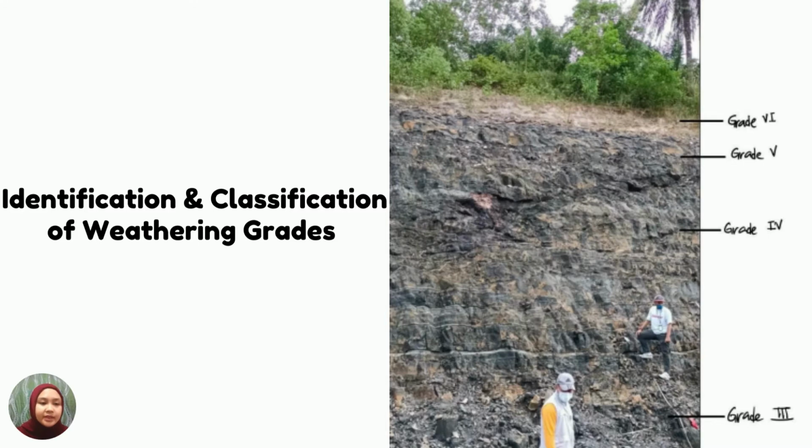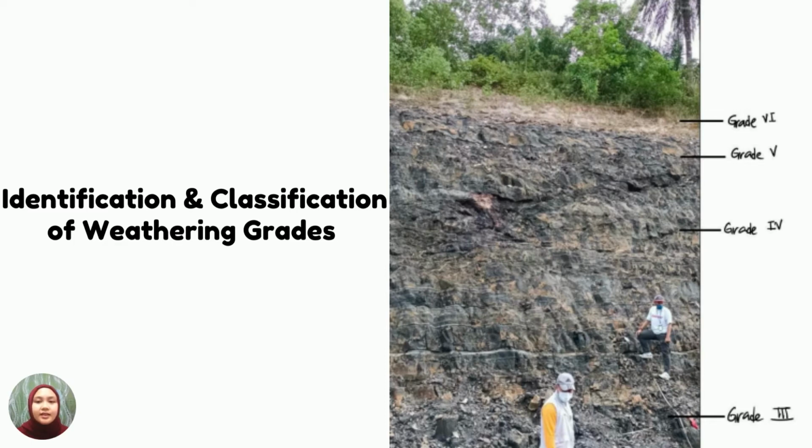So I will proceed with the next part, which is the identification and classification of weathering grade. On site, the rock structures that we have found have 4 grades, which are grade 3, grade 4, grade 5, and grade 6. In the weathering profile shown in the figure on the slide, grades 5 and 6 are more likely to be soil.